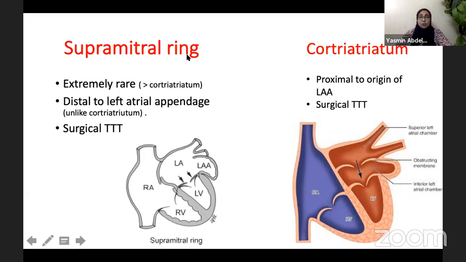So the supramitral ring is one of the levels of obstruction on the left side. If you encounter one of your patients with another level of obstruction, you must check the mitral valve and check flow across it. If you suspect any obstruction, take a Doppler flow and assess the pressure gradient across the mitral valve. Okay.